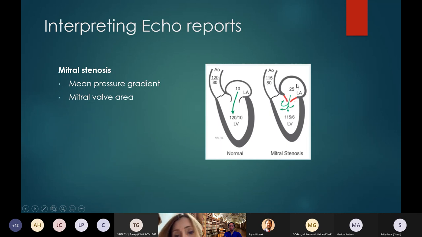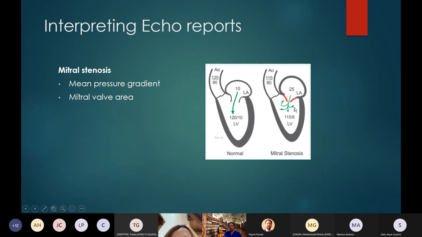You see the pressure here is 25 in the left atrium as opposed to 10 here, and there is this swelling here on the flow. The orifice is small, and there's a mitral valve area here that we calculate. And the pressure gradient is the difference between the diastolic pressure, the mean pressure here in the left atrium, and the diastolic pressure here. So there's no gradient practically. But here's 25 in the left atrium and 6 in the left ventricle.